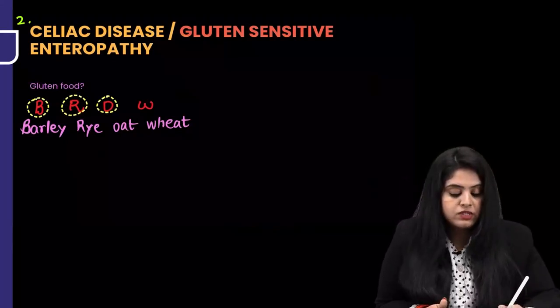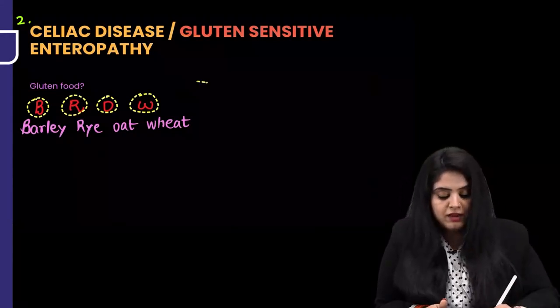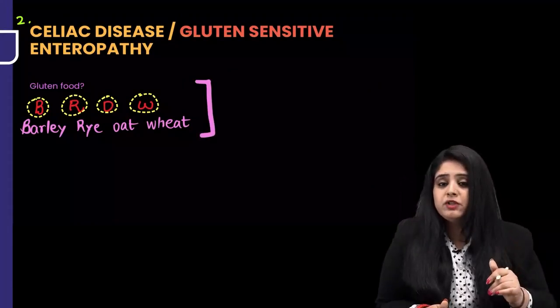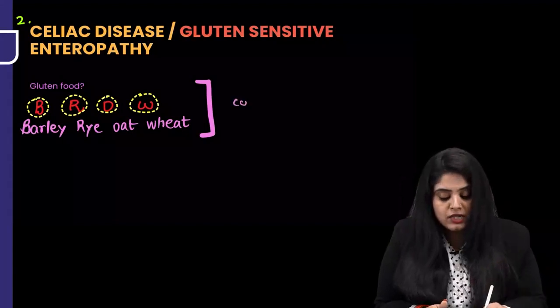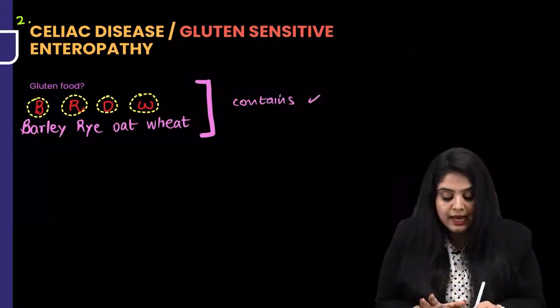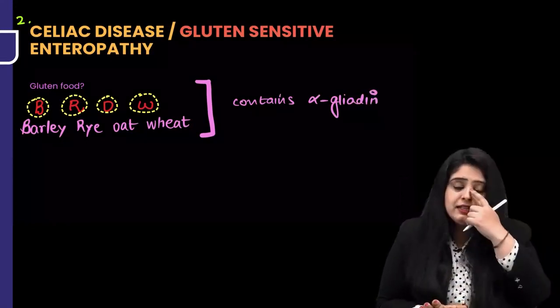Barley, rye, oat and wheat have gluten, and actually, I've realized gluten has been given a bad name, that gluten is causing a problem in these patients. But please note, gluten actually contains a smaller molecule. The entire gluten is not a problem. Gluten contains a smaller molecule, known as alpha gliadin, and that creates a problem.